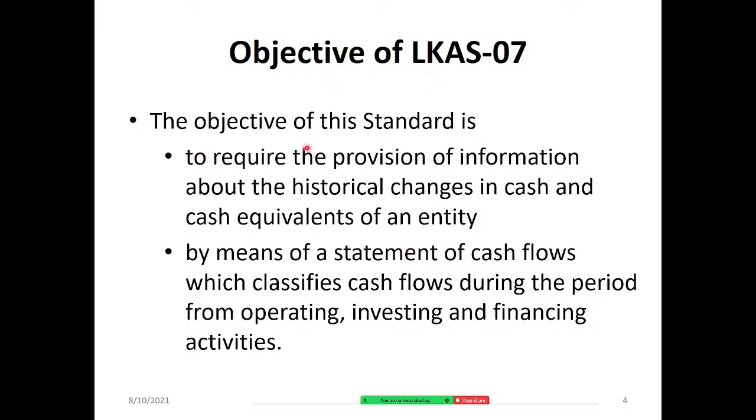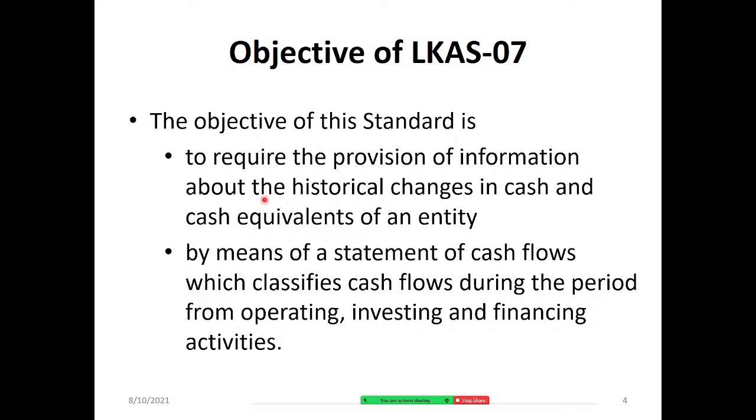Right? The objective of the standard is to require the provision of information about historical changes in cash and cash equivalents. Historical changes mean over the period, over the years. So how the entity generated money in 2018, how it changed in 2019, 20, 21. This kind of information they want. So require the provision of information about the historical changes in cash and cash equivalents.